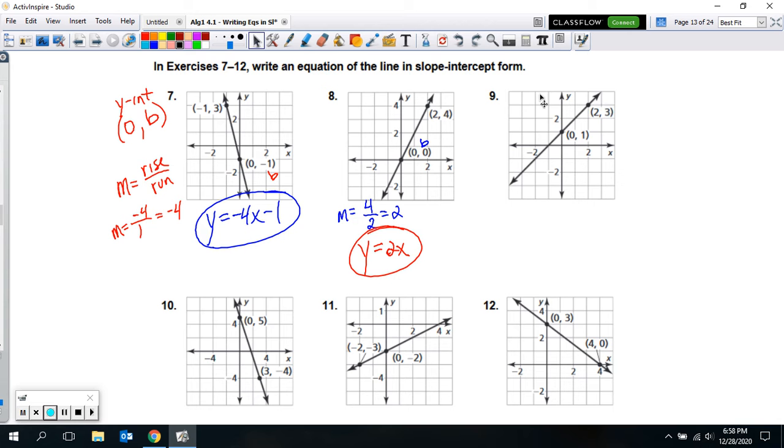Number 9. All right, I'm going to have you try number 9 on your own. Go ahead and see if you can do this one. Pause the video and then write the equation for number 9.